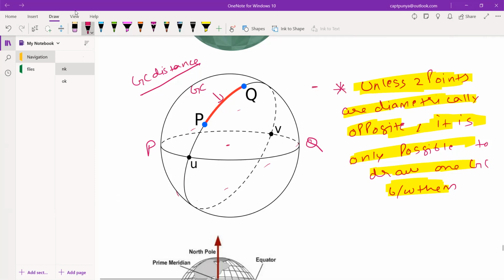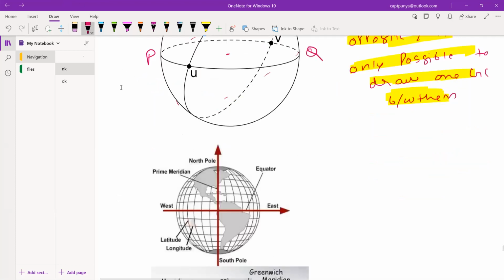So remember guys, if two points are not diametrically opposite, you can only draw one great circle passing through them. If they are diametrically opposite, then more than one great circle can pass through those two points. Okay, it is not necessary, but it is possible if they are diametrically opposite.